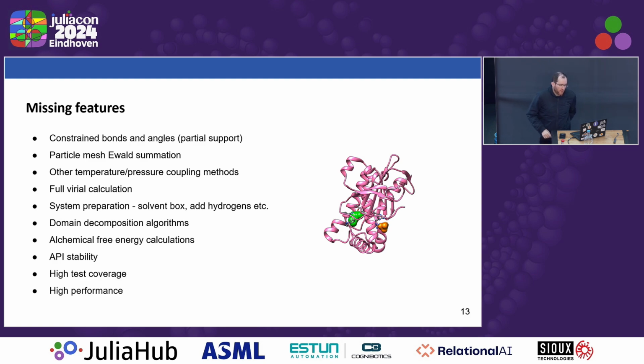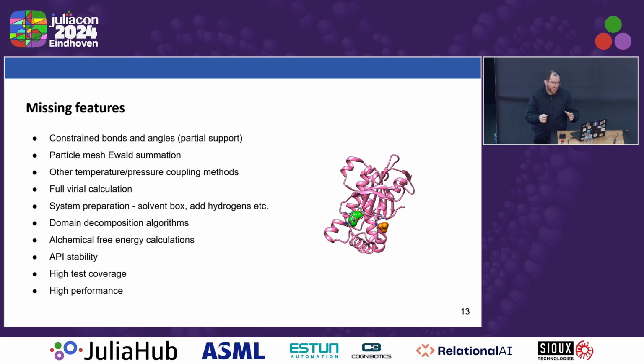So what's missing? Well, we have partial support for bonds and angles that are constrained in the integrator. That works on CPU in some contexts. We're missing particle mesh Ewald summation, which is one of the long-range electrostatic methods, which are used pretty much universally for biomolecules. We don't have full virial calculation yet, which prevents some barostat implementations.